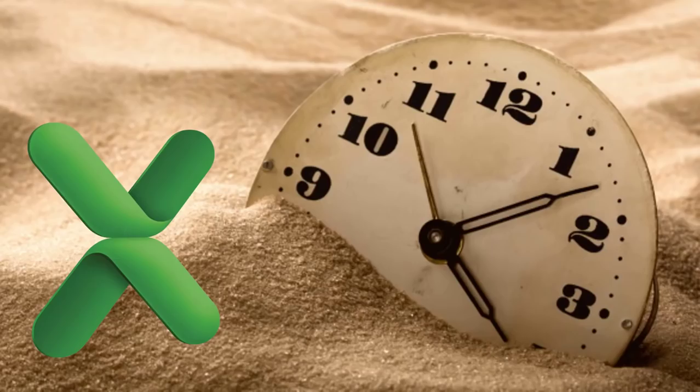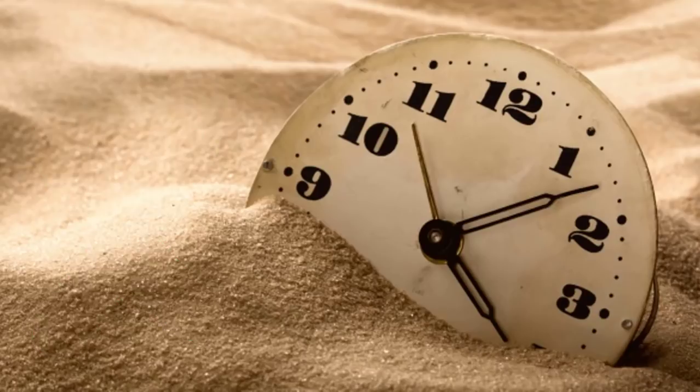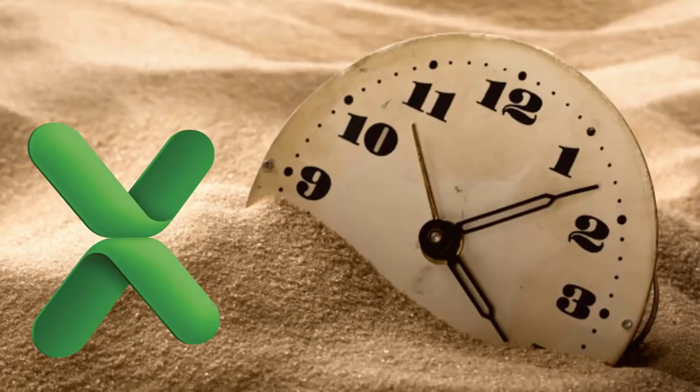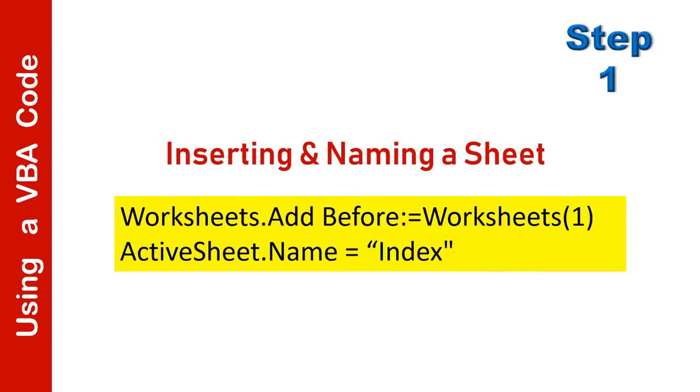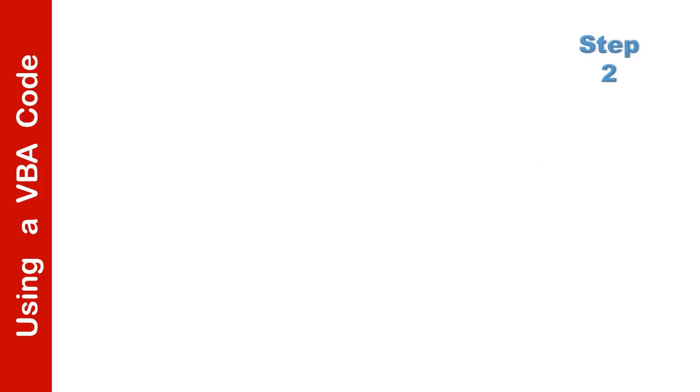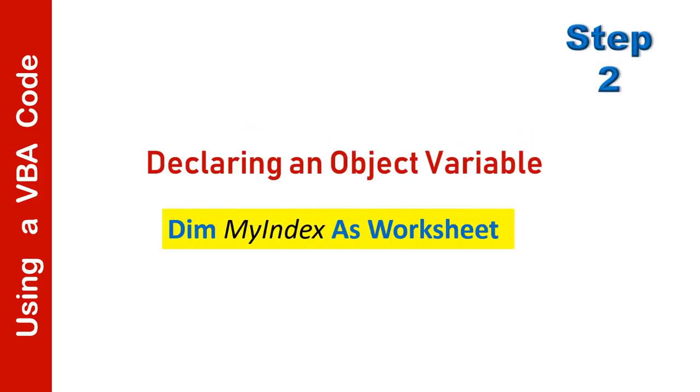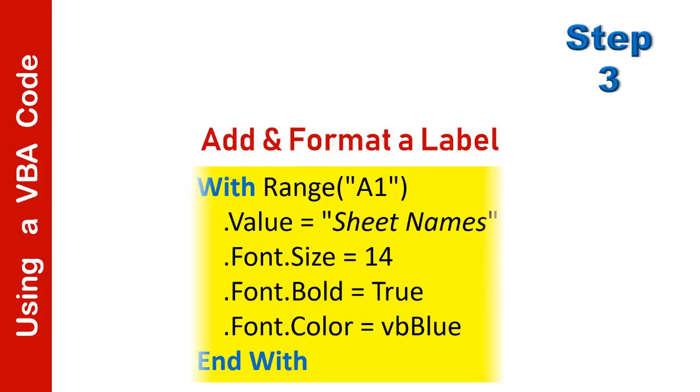I'll be creating the code in a moment in Excel, but let's understand the concept first. In the Visual Basic Editor, I start by inserting a new worksheet, and I name it, say, Index. Then I declare an object variable, a container, to store a reference to any worksheet. In the new worksheet, I insert a label in cell A1, Sheet Names, and I format it.